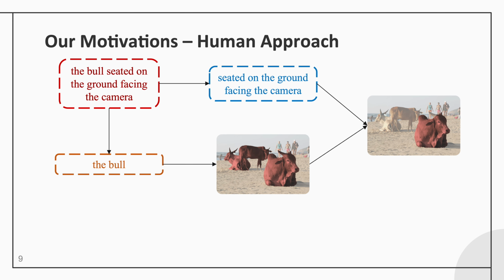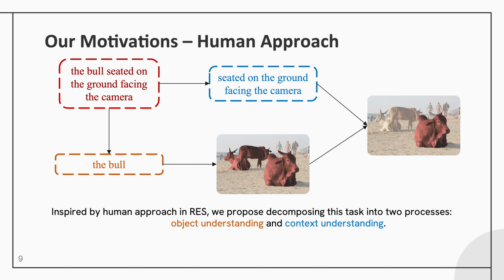Inspired by the human approach to RIS, we first identify the main object of interest, the bull, which we call object understanding. Then, we use the rest of the expression to pinpoint the exact instance, which we term context understanding. This decomposition allows a more comprehensive utilization of both visual and textual information.